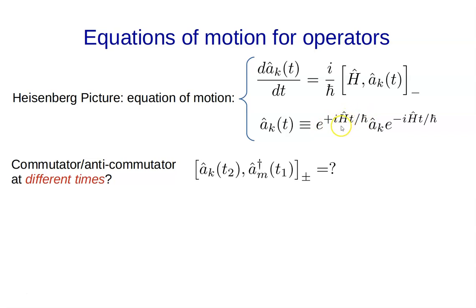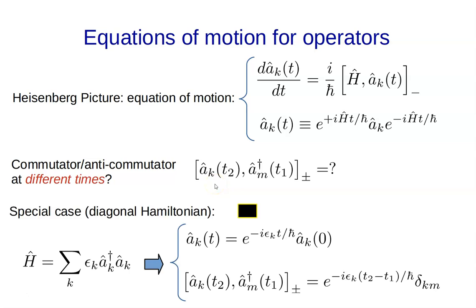And one thing that we discussed in last class, and again, I'll try to remember to put the link there, is that at different times, these operators might not commute or anti-commute as they do at the same time. Okay, so at a given time, for t equals zero, for instance, we know that the operators in the Schrödinger picture will commute or anti-commute depending on the statistics. At different times, this is not as clear. So in order to calculate a commutator or an anti-commutator at different times, we really need to know how these operators evolve in time.